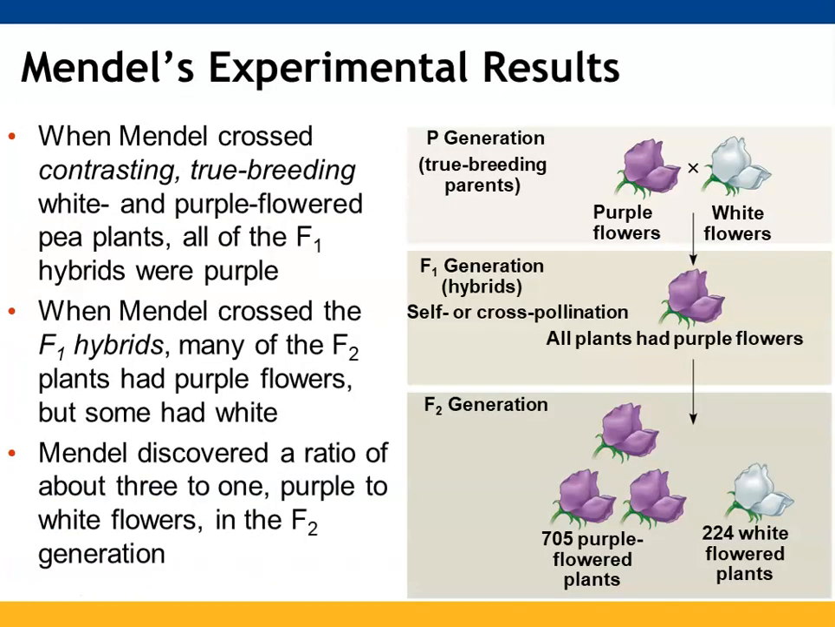So here is an example where he did this with flowers. He had purple flower parents and white flower parents, and what he saw in the F1 hybrids was that they only produce purple flower plants, but the F2 generation, which was produced from your F1 generation, produced primarily purple flower plants, but also white flower plants in a ratio of about 3-to-1.